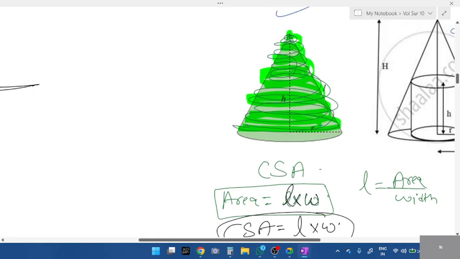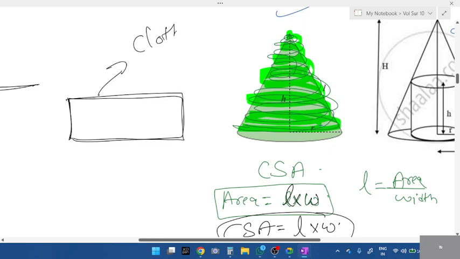See, if this is canvas, the green one is the canvas. If you remove this canvas and keep it flat like this, it becomes a rectangle kind of shape. So canvas is basically a cloth used to wrap the cone. Okay, we can't use a square cloth. We have to use a rectangular cloth to wrap it. They've asked to find the length of this, length and breadth.